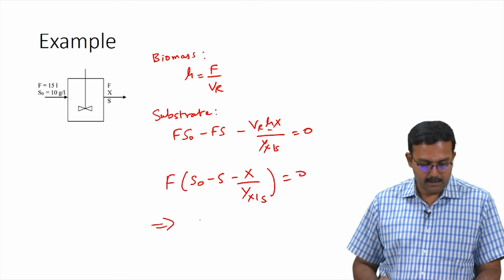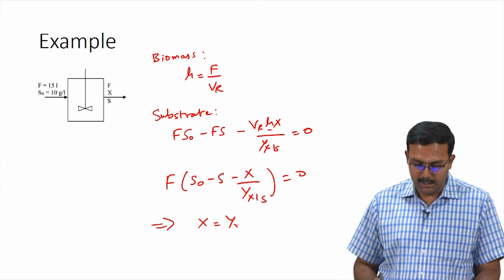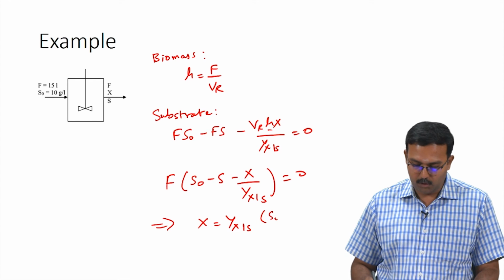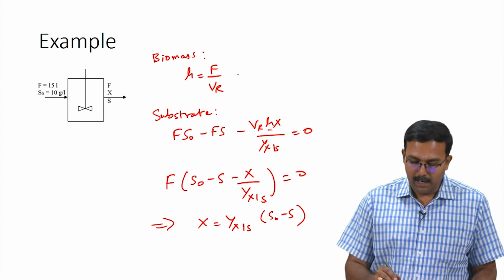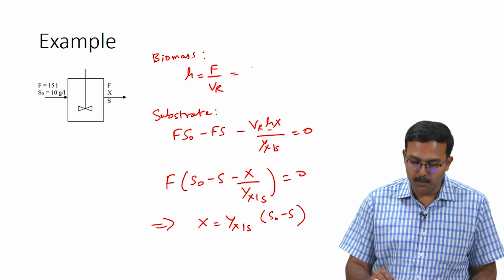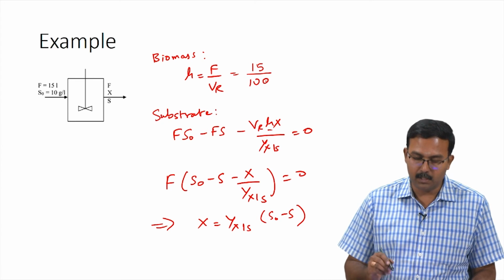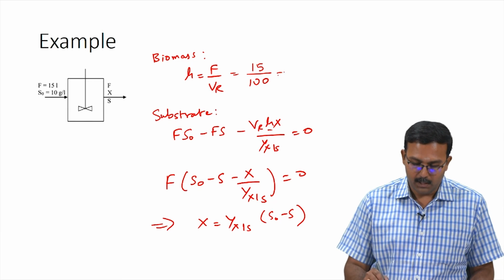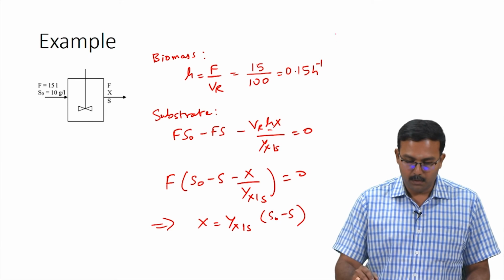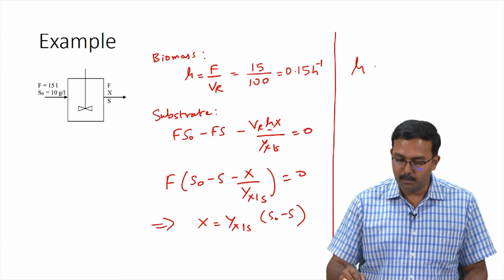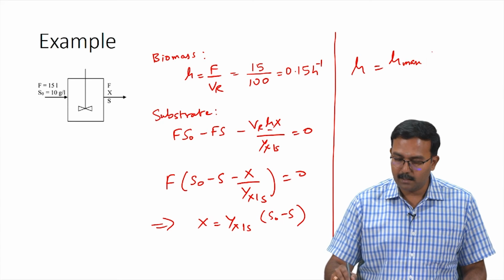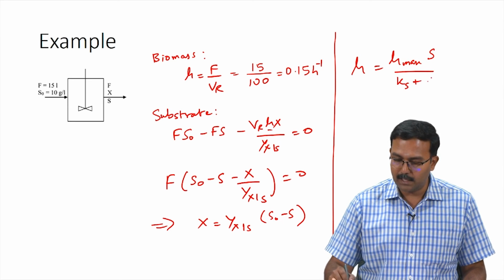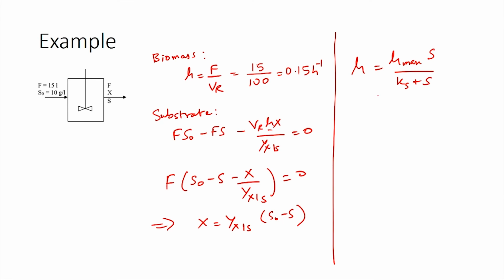So, this implies x equals Yxs times (S naught minus S). From the values given in the problem, we can calculate mu as 15 liters per hour divided by 100 liters, which is the volume of the reactor for option 1, giving us a mu of 0.15 hour inverse. So, using the Monod equation, we know that mu equals mu max S divided by Ks plus S. We have been given mu max as 0.4 and Ks as 2.